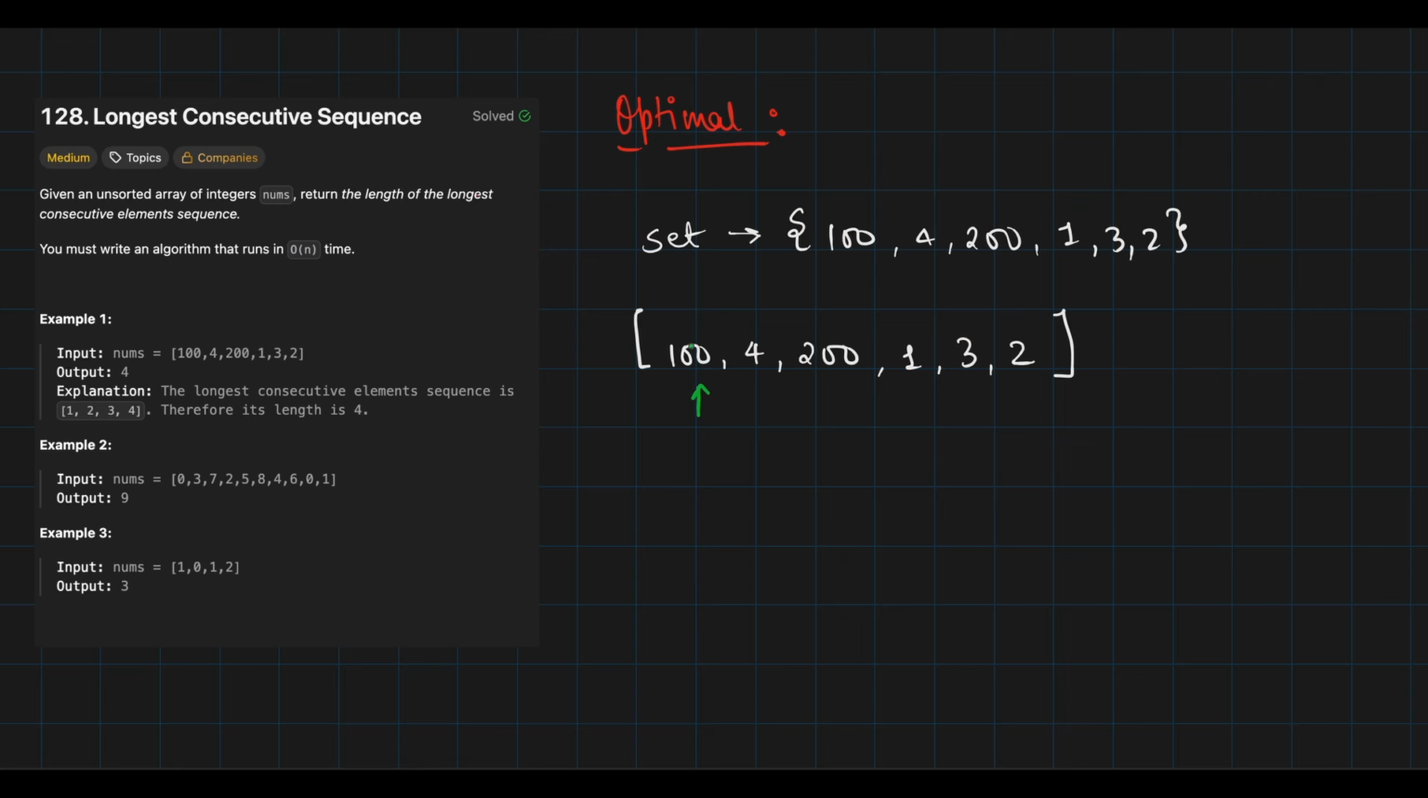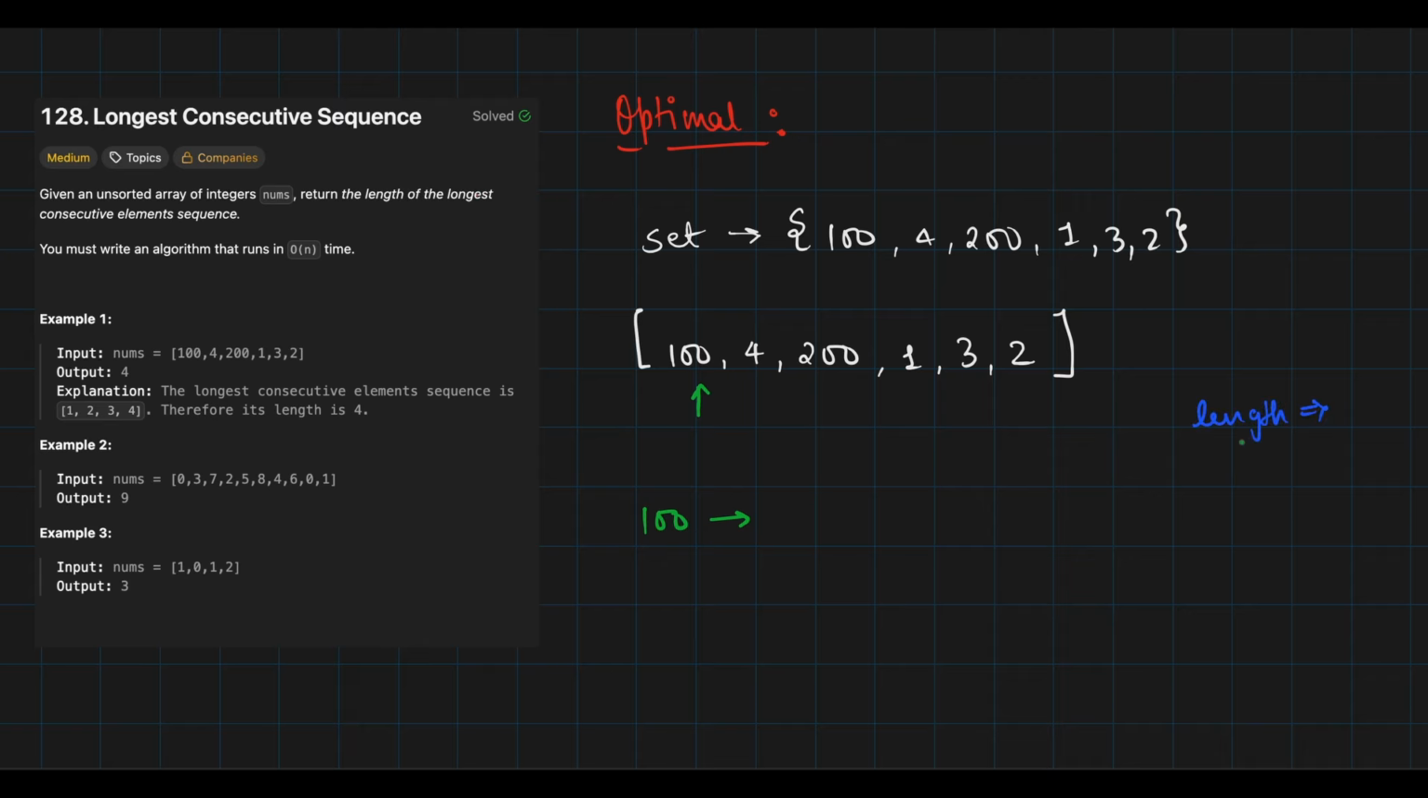So the value is 100 here. 100 minus 1 is 99. If 99 is not present inside the set, then we know that 100 is the starting point for this consecutive sequence. 99 is not present, so 100 is the start of a sequence. Now that we have found the start, we need to check the sequence. After 100 there comes 101. So we will check in the set if 101 is present. 101 is not present, so this is the end of the sequence.